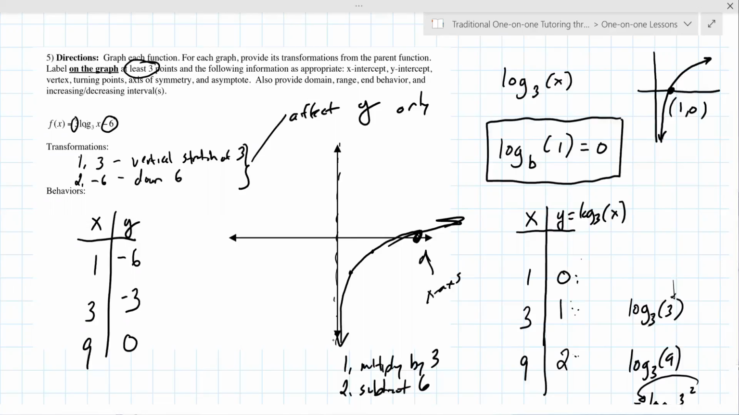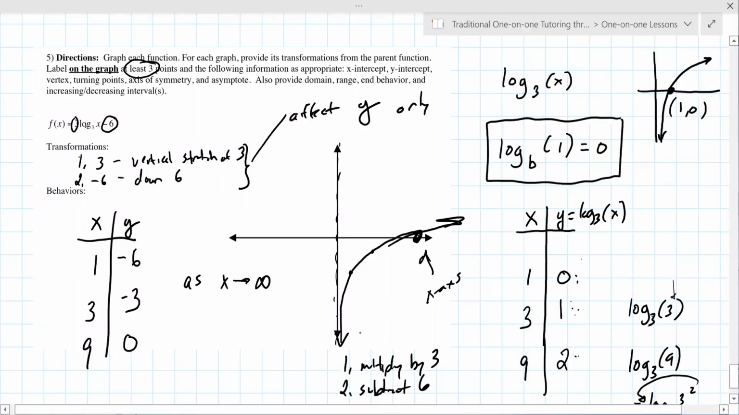So now the end behavior. The end behavior is like as x goes to infinity. So that means to the right. As you go to the right, what happens to the graph? Does it go up or down? This is where you got to know the logarithms actually go up forever, even though it takes them a while to go up forever. So in this case, y goes to infinity.